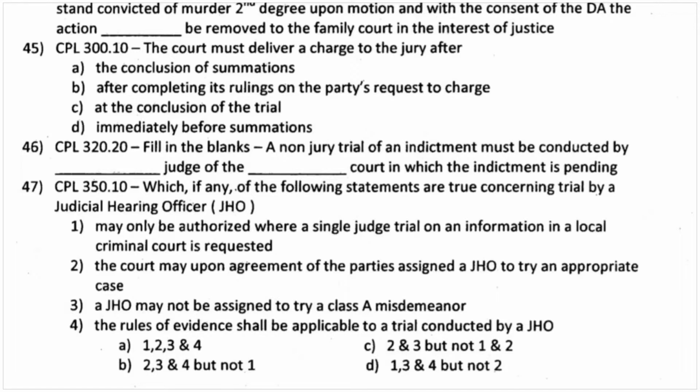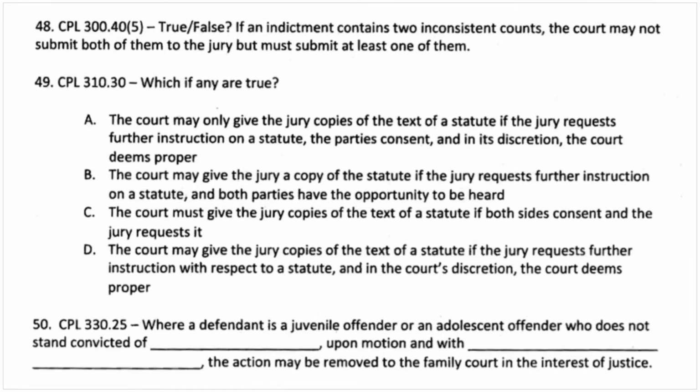47. Basically, you just have to know about what is the JHO. It's the same rules of evidence as in a regular trial. They cannot get a Class A misdemeanor. The parties have to agree. The court may assign a JHO to try an appropriate case, and it's only authorized where a single judge trial on an information in a local criminal court is authorized. It's not requested, it's authorized.